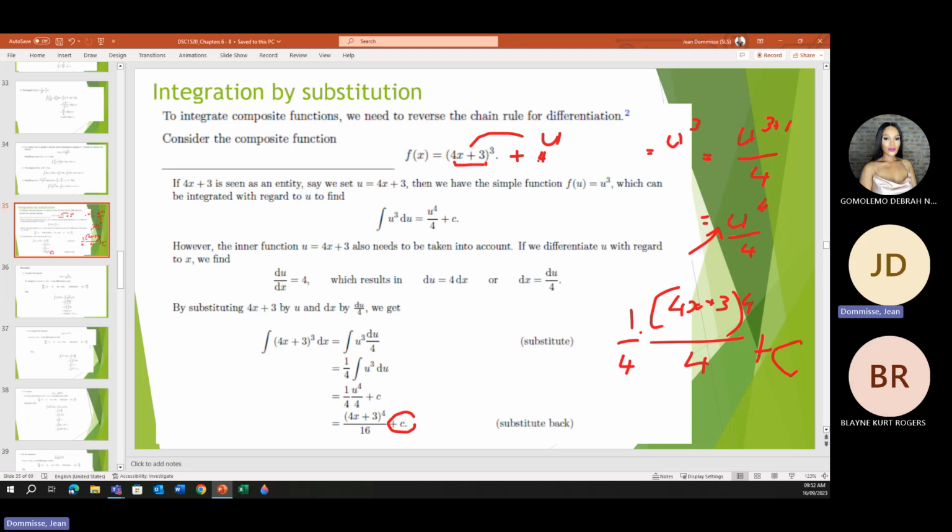You will definitely get something like this in the exam. With the substitution for differentiation, you will get a question. You will also get a substitution with integration that you need to be able to do.